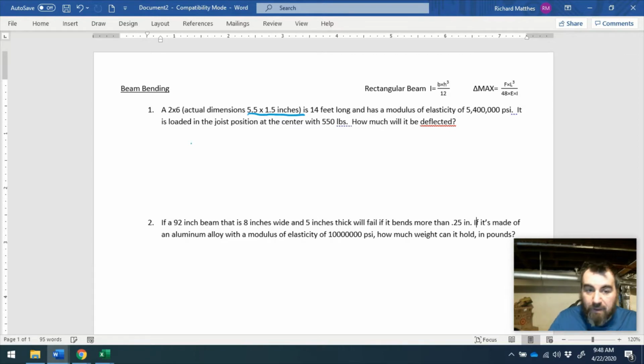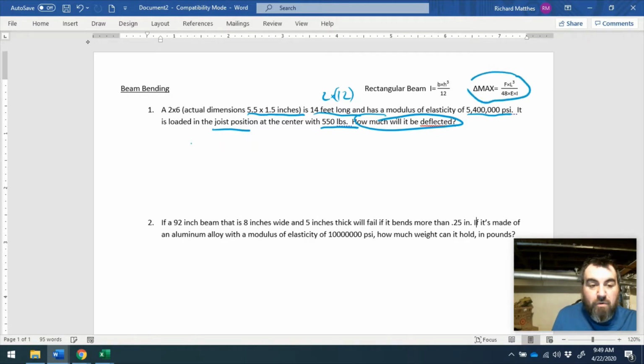So okay, there's our dimensions. It is 14 feet long, so that's our length. But remember, length has to be in inches, so we're going to multiply this by 12. It has a modulus of elasticity of 5,400,000 psi. It is loaded in the joist position at the center with 550 pounds. How much will it be deflected? That just means how much will it bend? Okay, so when we're asking about deflection, that's this delta max equation that we have right here.